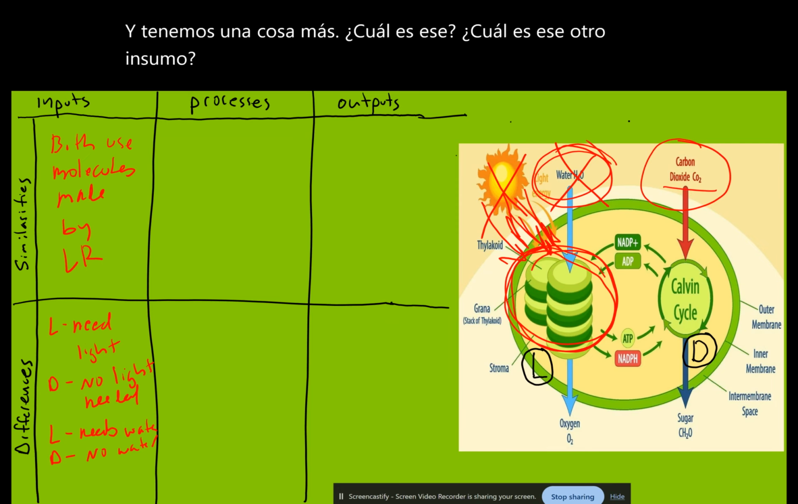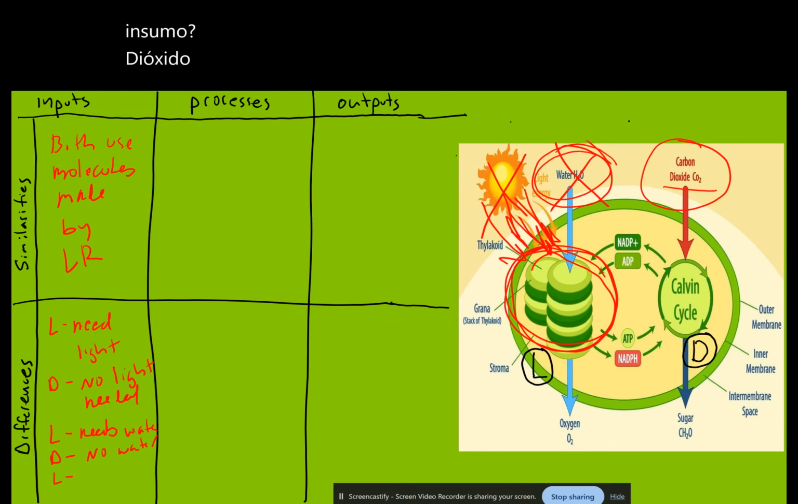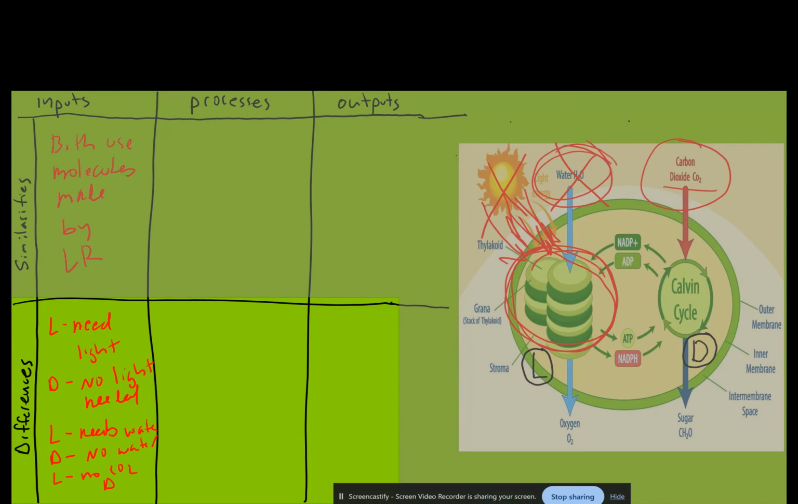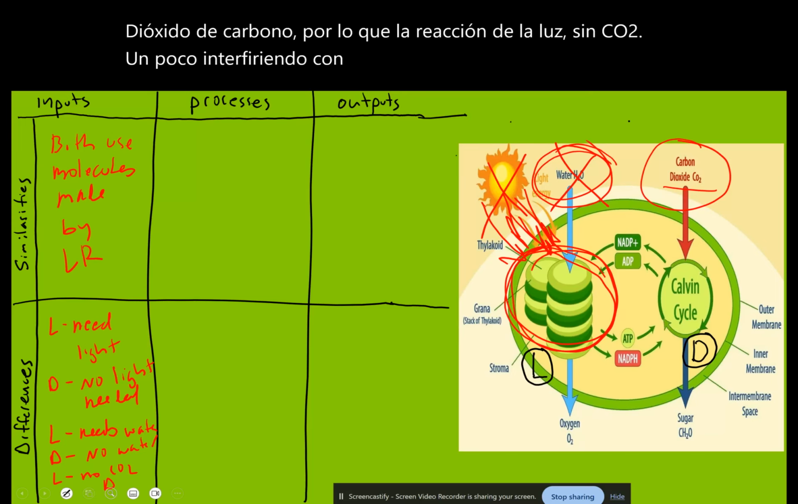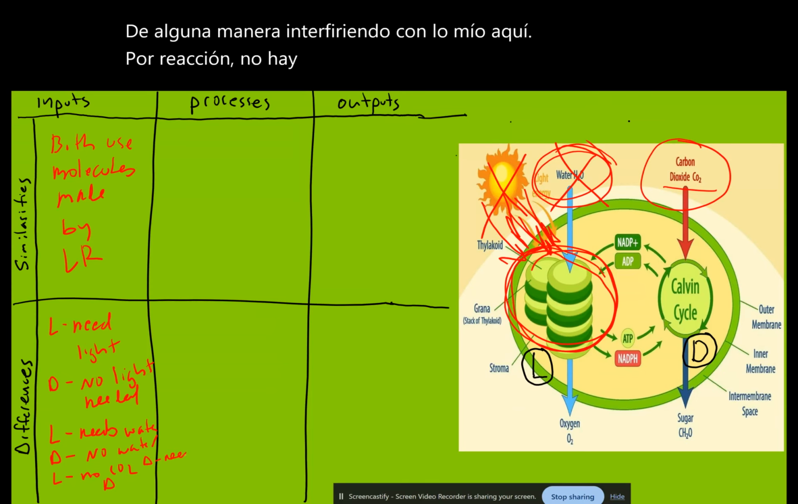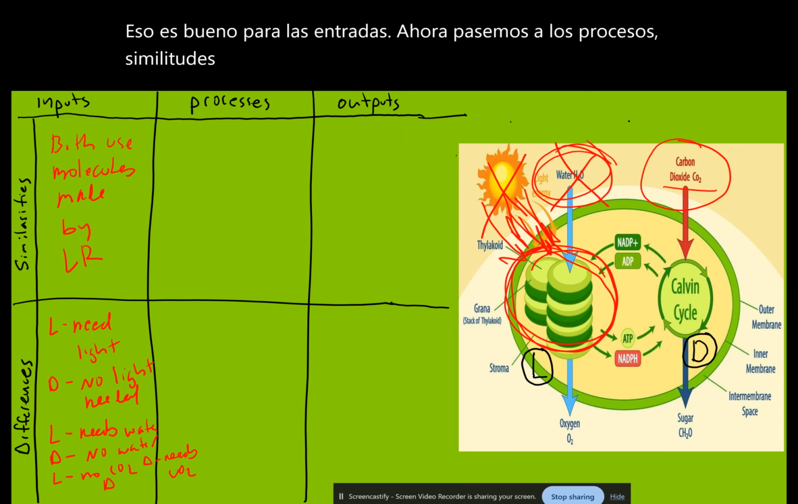Carbon dioxide. So the light reaction, no CO2. Dark reaction, kind of interfering with my thing here. Light reaction, no CO2. Dark reaction needs CO2. Okay. That's good for inputs. Now let's move to processes, similarities and differences with our processes.